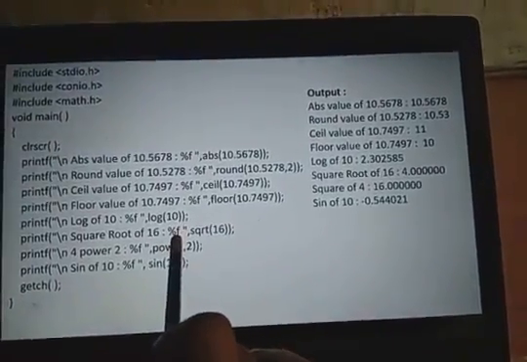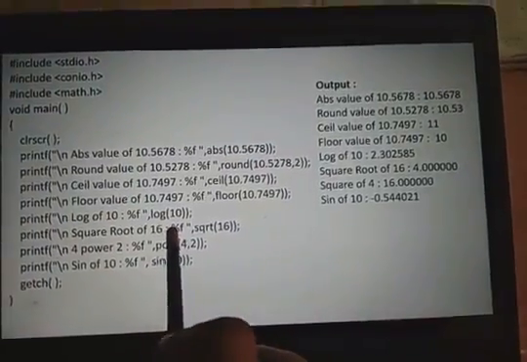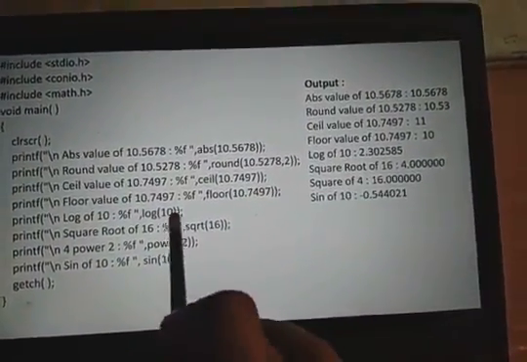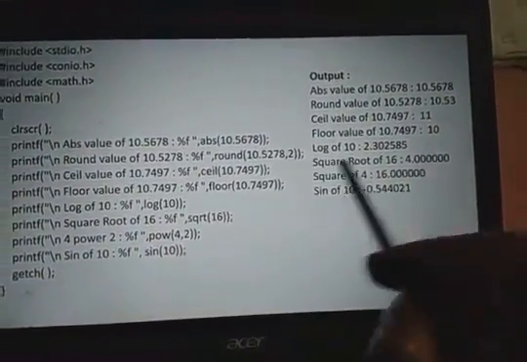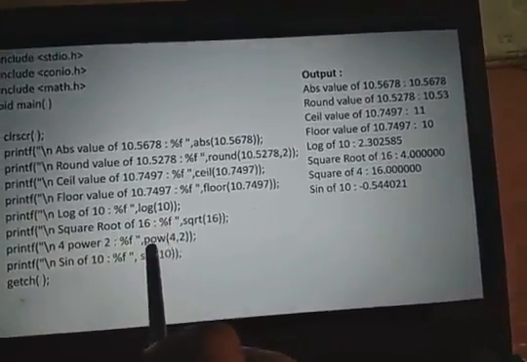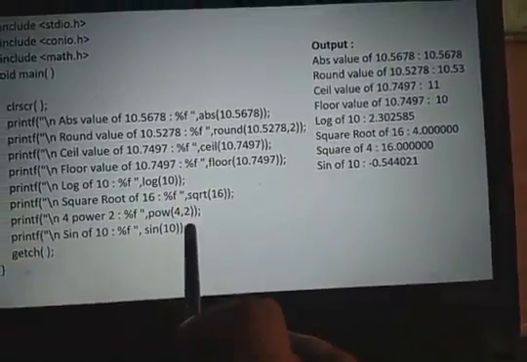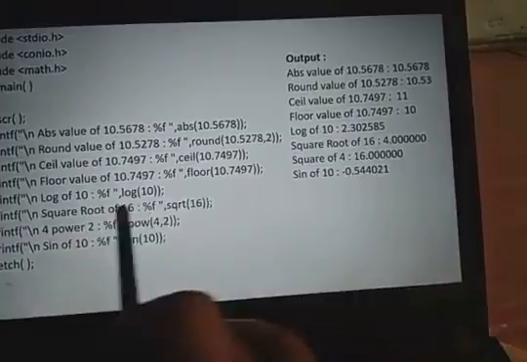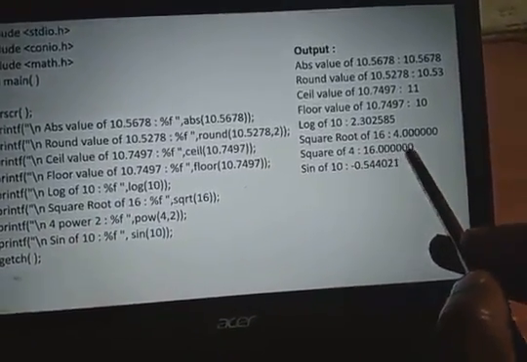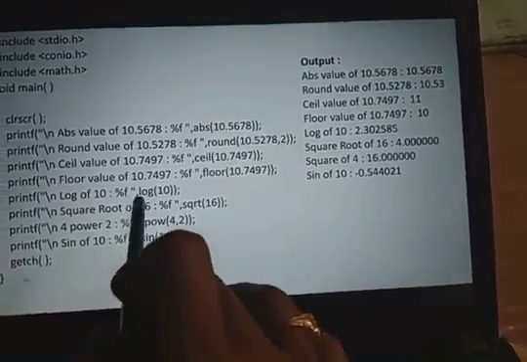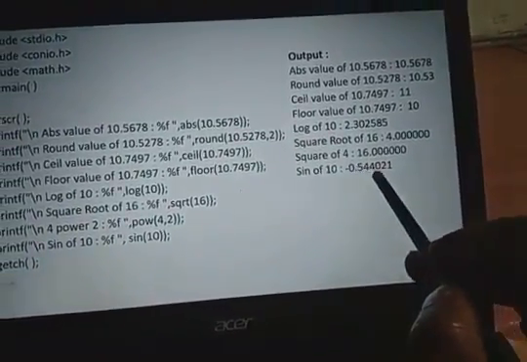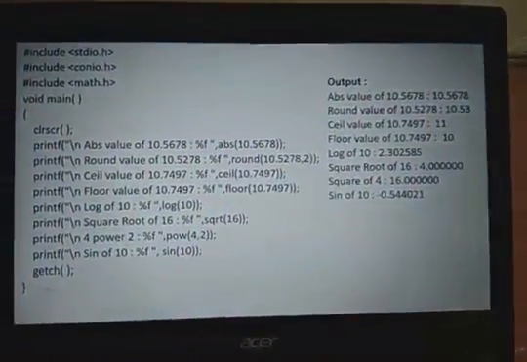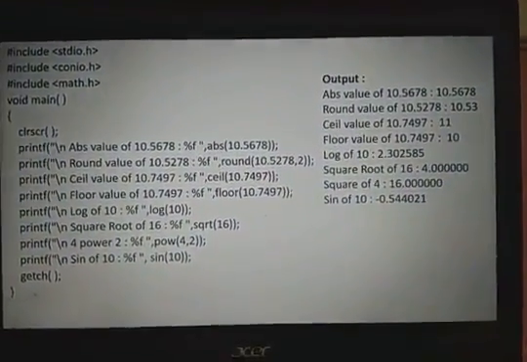Here I am using percent f. Percent f gives 4.0000. If it is percent d here, it is only 4. This depends on the control string. Next, power of 4 comma 2: 4 power 2 is 4 into 4, 16. It is a float value, 16.00000. If it is integer d, then 16. Sin value is minus 0.5421. This is the example program for the mathematical functions.